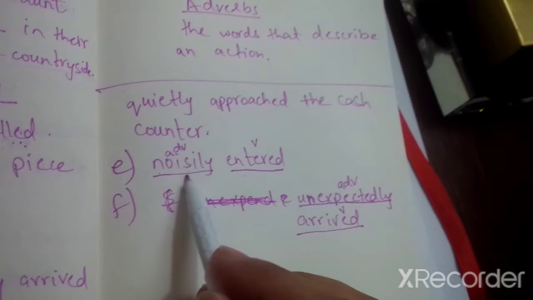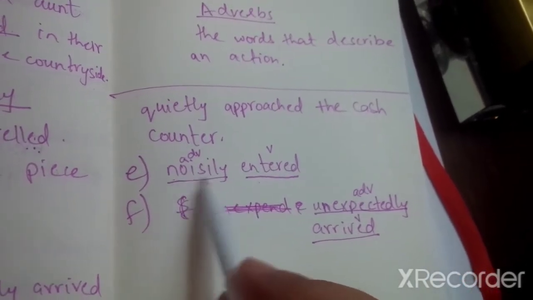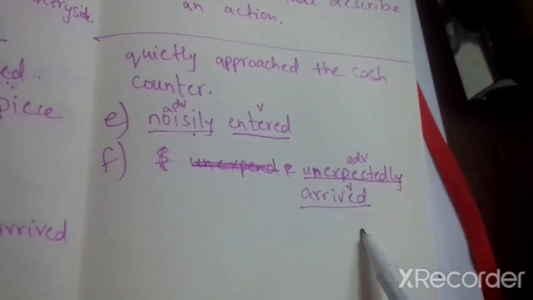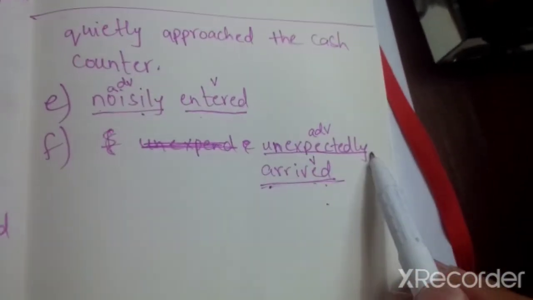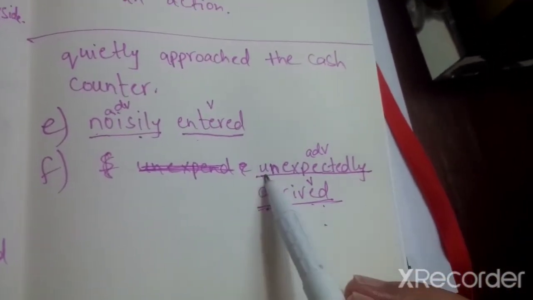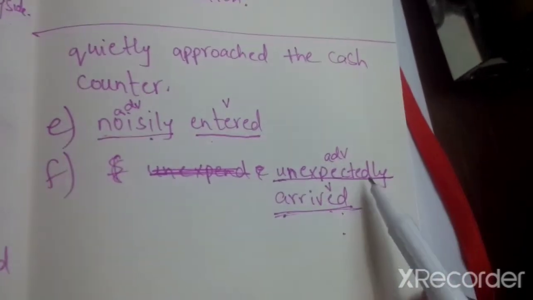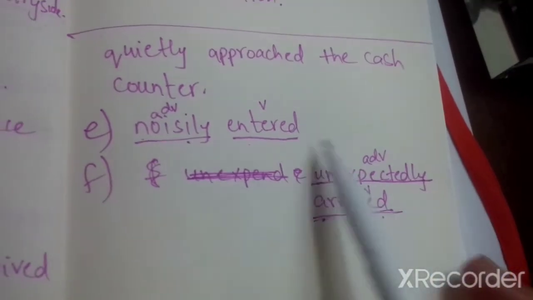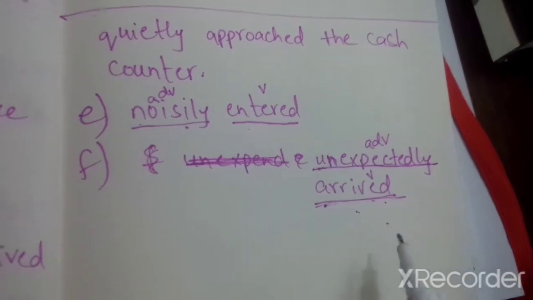noisily will be the adverb to describe an action that was done with a lot of noise. F part, unexpectedly arrived. Arrived means to get somewhere, reach somewhere, and unexpectedly is basically with a surprise. Unexpectedly means something that you were not expecting but still happened. It was a surprise. So unexpectedly arrived. Now you have to use these 2 in sentences of your own, and you have to do them independently.